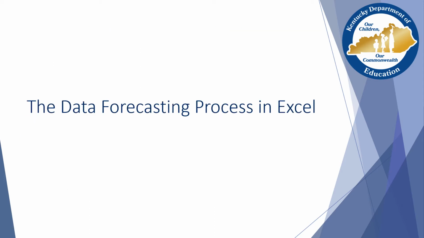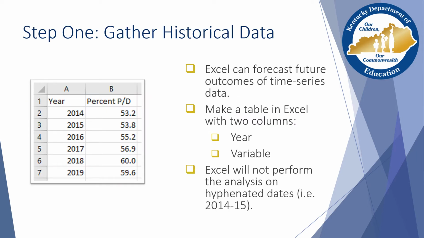Let's take a look at the four-step process for creating a forecasting table in Excel. The first step is to gather historical data for the variable you want to examine. You should create a table in Excel that looks like the one on the screen. This table has two columns, one column for the year and one for the variable. In this instance, we are looking at the percent of middle school students who score proficient or distinguished on the state reading assessment for Kentucky for the associated years.